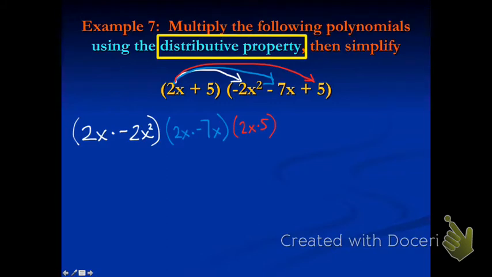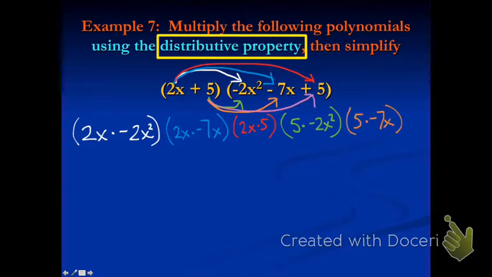Now we need to do the same thing with the positive 5 in that binomial. So positive 5 times a negative 2x squared, a positive 5 times a negative 7x, and a positive 5 times the other positive 5. And now we have multiplied each term in the binomial by each term in the trinomial. Okay, so let's take those 6 groupings and simplify them now.